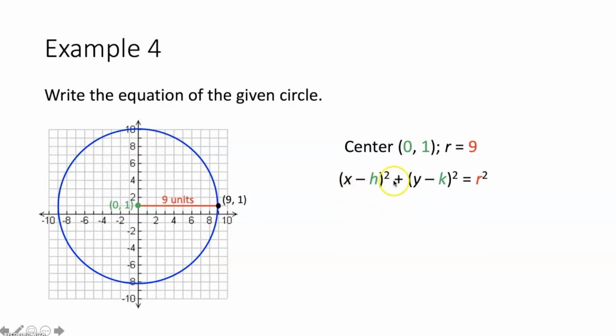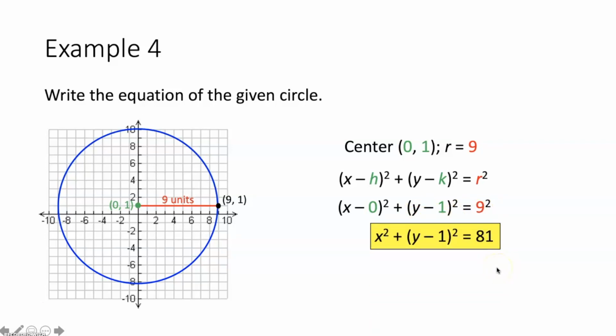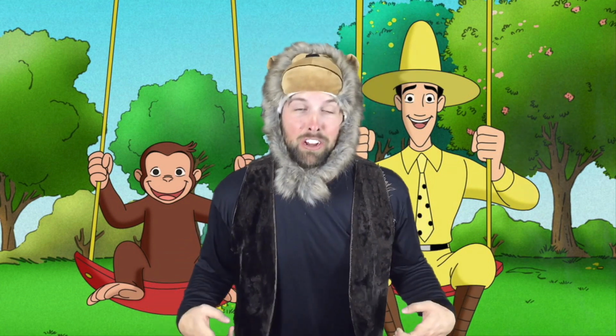x minus h the quantity squared plus y minus k the quantity squared is equal to r squared. Our center is h comma k. So we're going to take 0, plug it in for h. We're going to take 1, plug it in for k. Our radius is 9, so we're going to take 9 and plug it in for r. We then simplify whatever we can simplify. x minus 0 we can just rewrite as x. y minus 1 is just going to stay y minus 1, and then 9 squared is 81. And you're done.